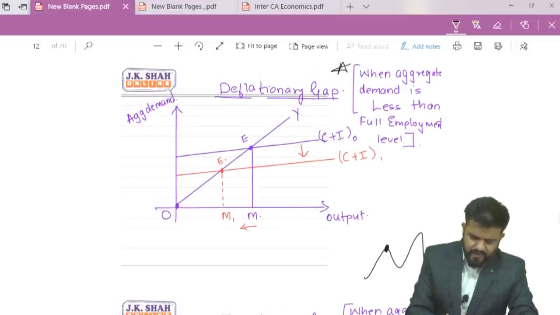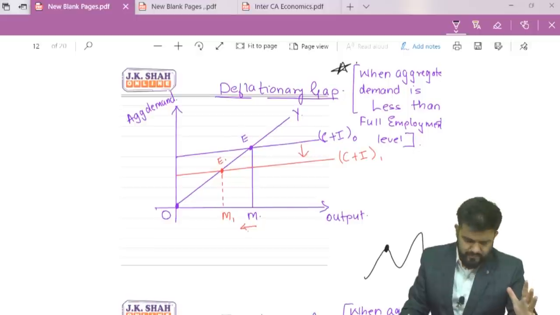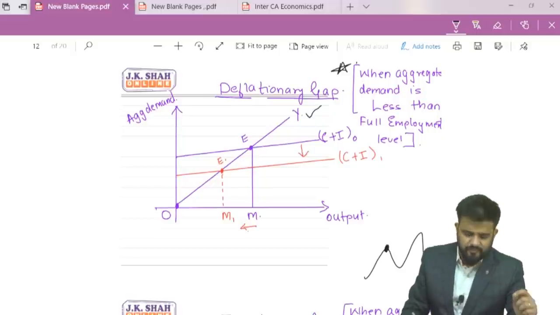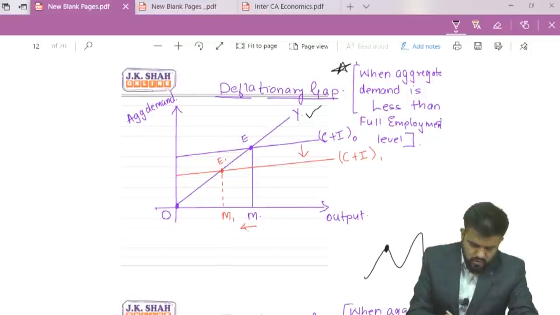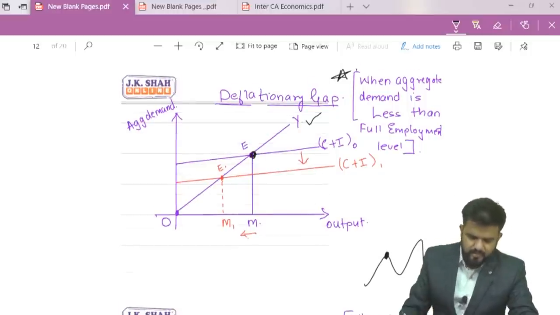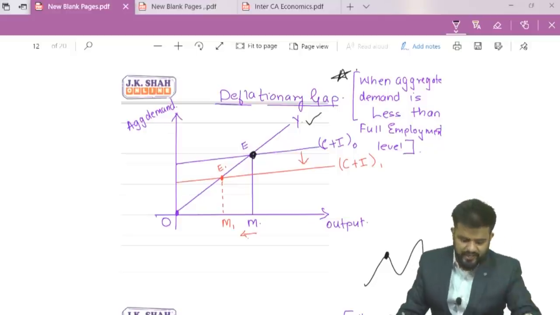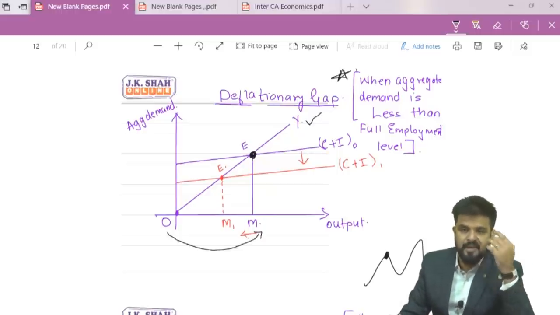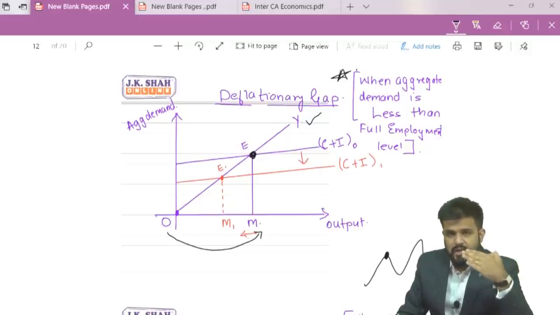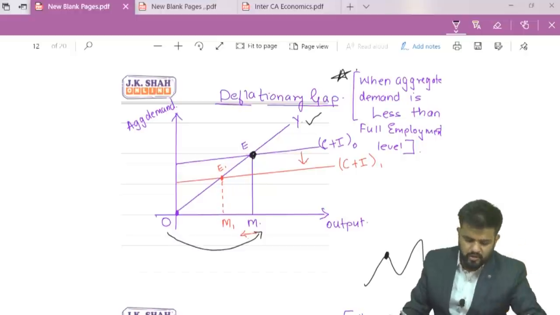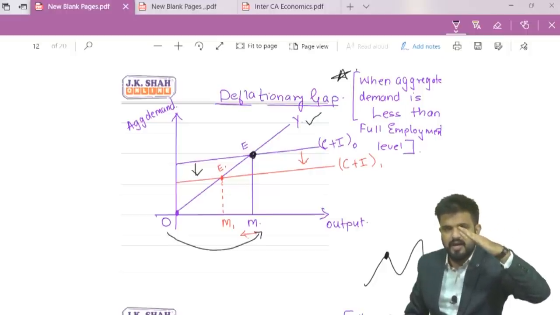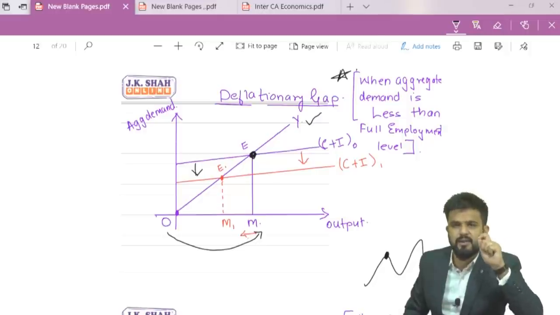Right inside I have written when aggregate demand is less than full employment level. Now I have taken the upward sloping income line, that is Y. Then you will find C plus I 0. So this is your aggregate demand, which meets income at point E, and the current level of output, or I would say national income, is OM. Now because of fall in demand, lack of money, people not spending, producer not earning, what has happened? This aggregate demand has shifted downwards. That is, C plus I has shifted downwards and it has become C plus I 1. It means there is a fall in aggregate demand.